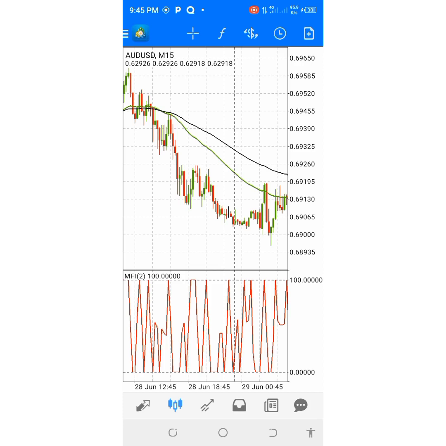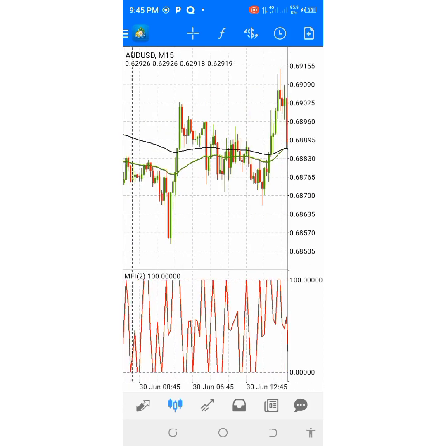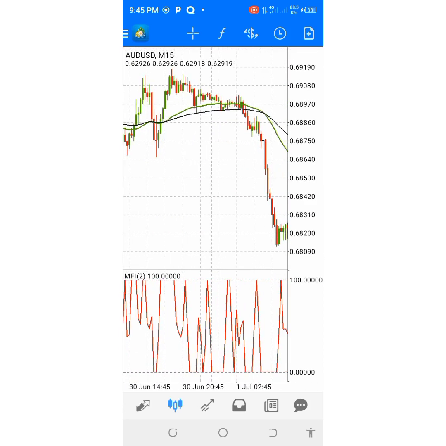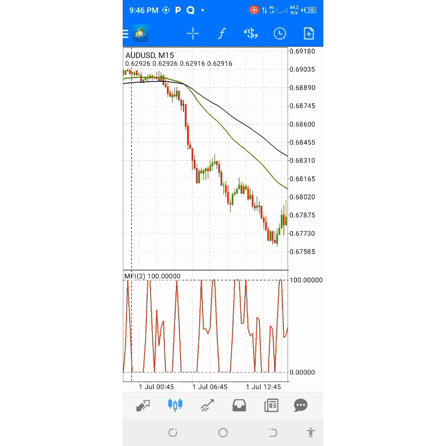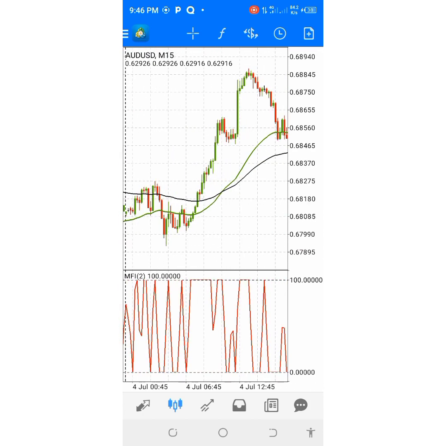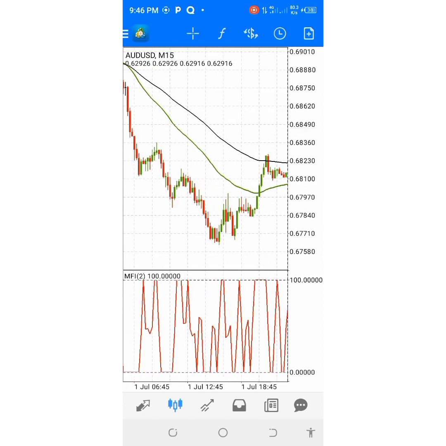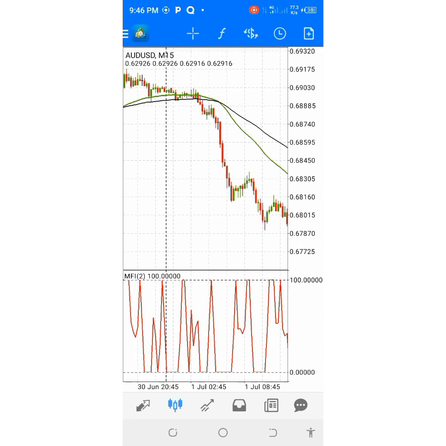How do we trade this simple strategy that is yet profitable? The time frame on which you must trade this strategy is 15 minutes. Now remember, the green is the 48 and the black is the 96. So whenever price comes below the green, it means it is below the half a day moving average.